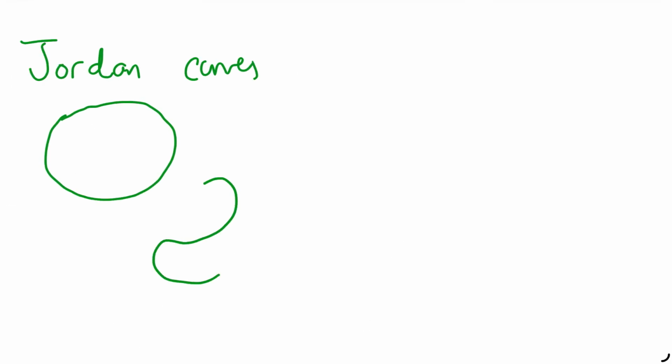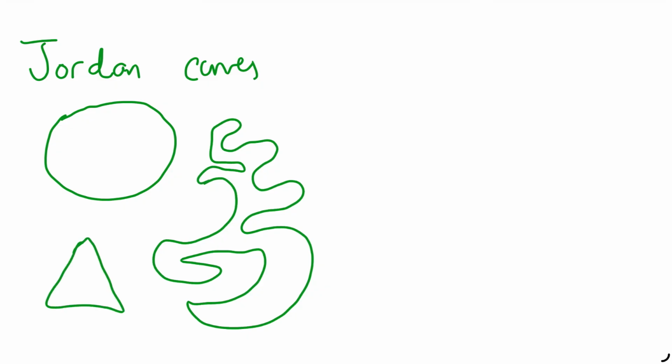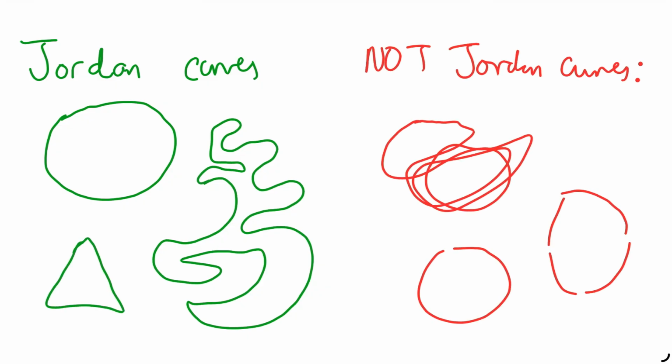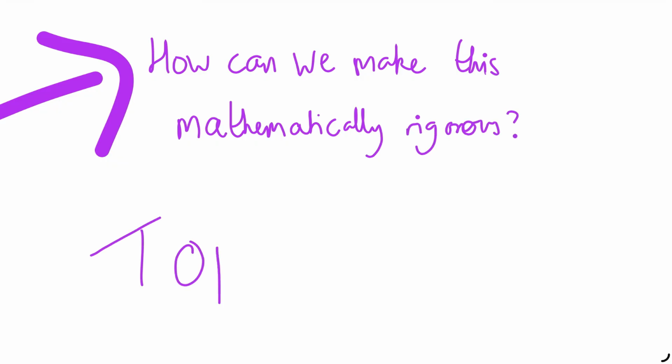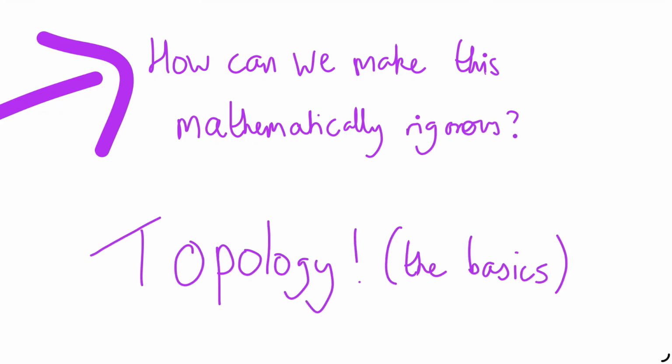So for example, these would be Jordan curves, and these ones wouldn't. Now here's a question for you. How do you package all of that information in a formal mathematical way? Well, that's where topology comes in, and we only need a few basic concepts to get the job done.